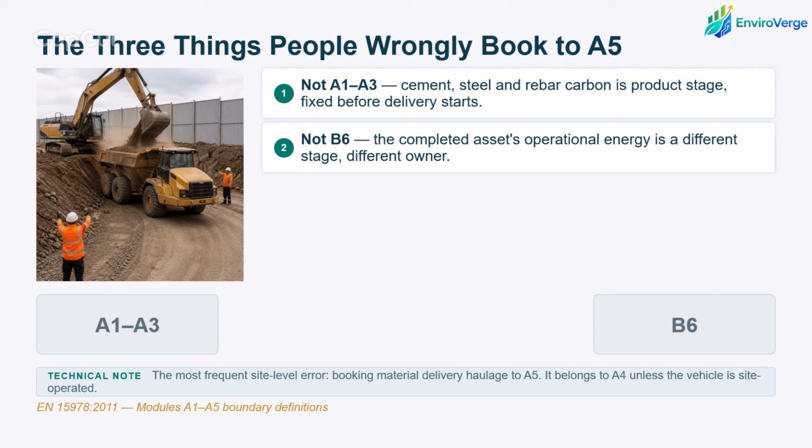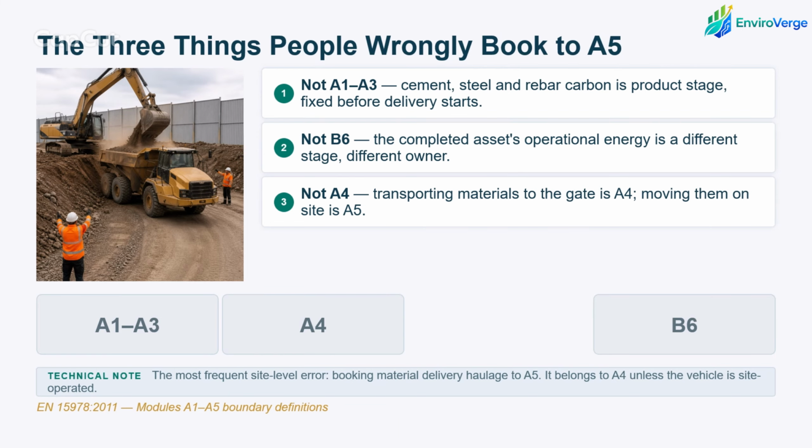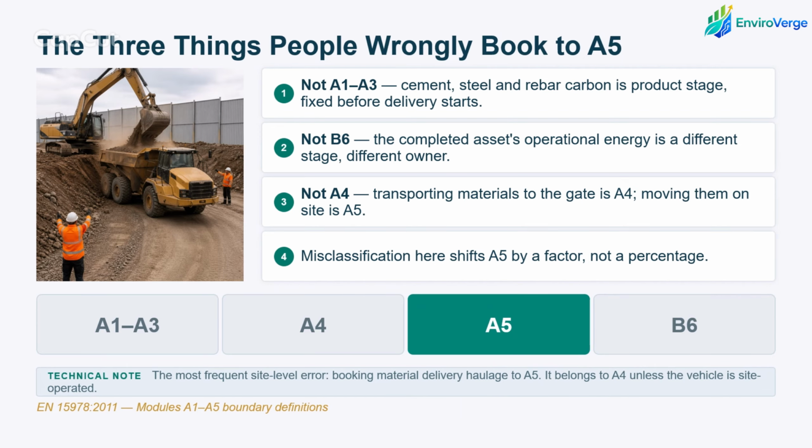different stage, different owner. Third, and this is the common one, not A4. Transporting materials to your gate is A4. Moving them around once they're inside the boundary is A5. Get that wrong, and you don't shift A5 by a few percent. You shift it by a factor.